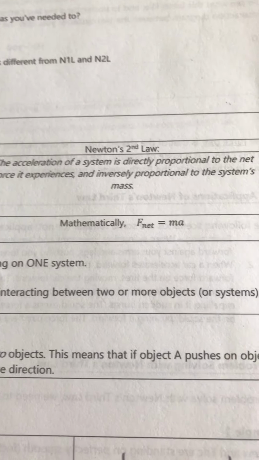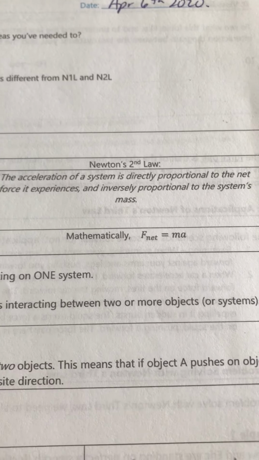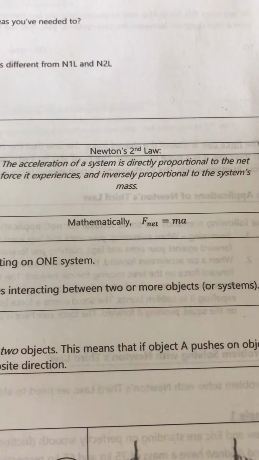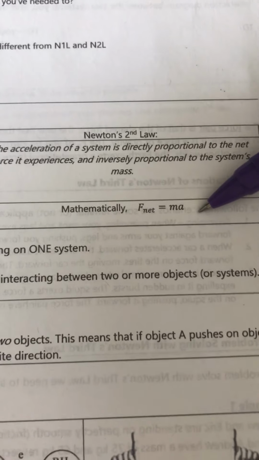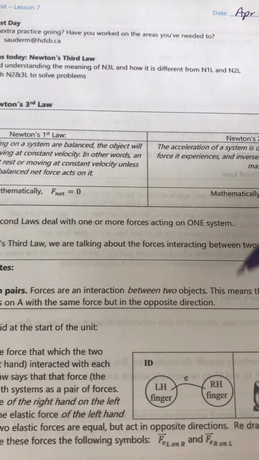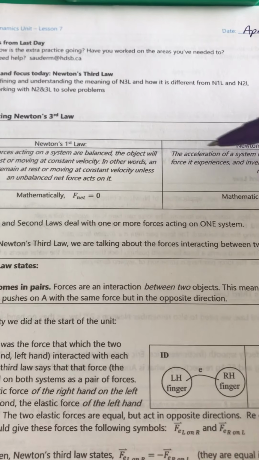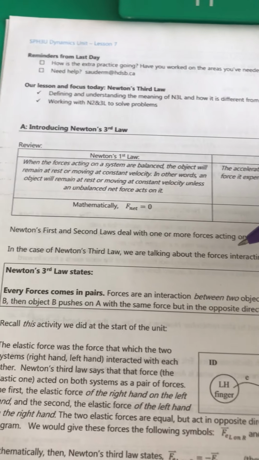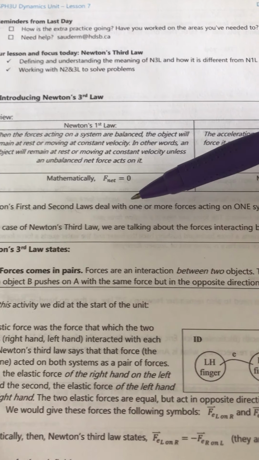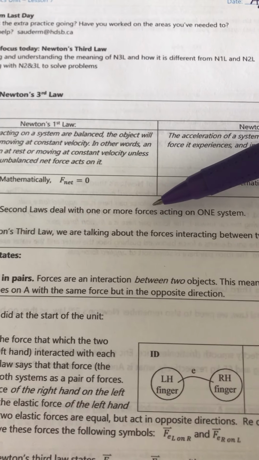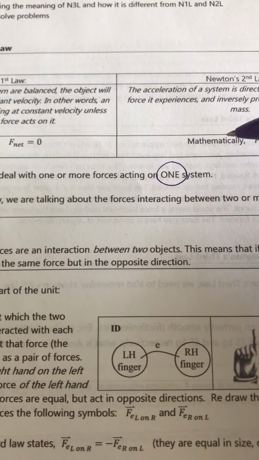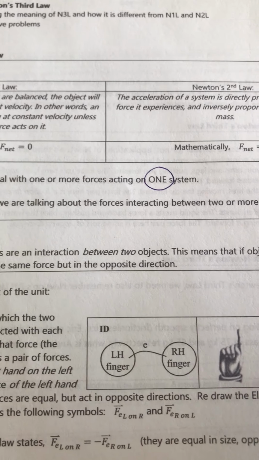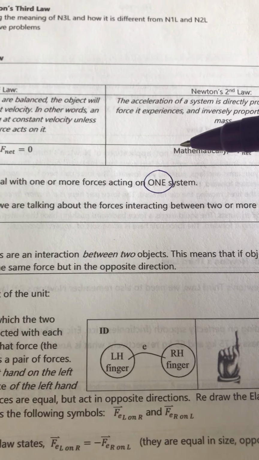And then our second law says the acceleration is directly proportional to the net force it experiences and inversely proportional to the system's mass. F net equals ma. The difference between Newton's first and second law and the third law, we're going to group these two together and the third one on its own, is that the first and second law deal with one or more forces acting on one system. That's important. We're looking at all the forces acting on a system and we're going to see if it accelerates or doesn't. So those are the first and second law.